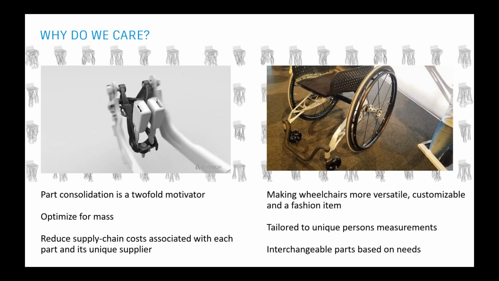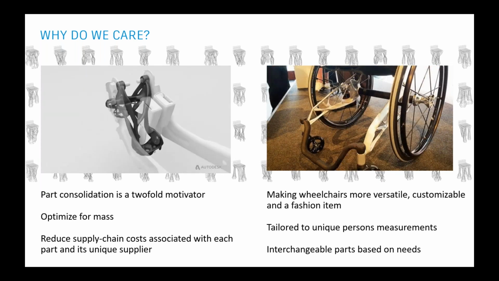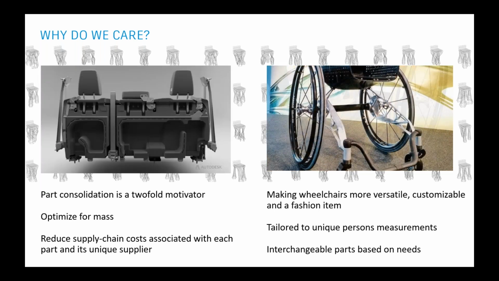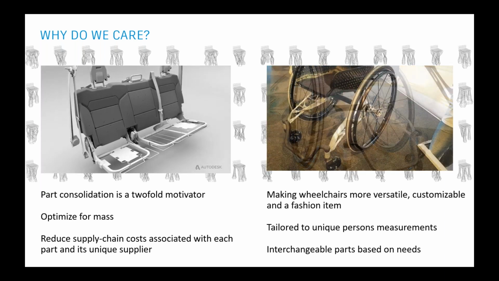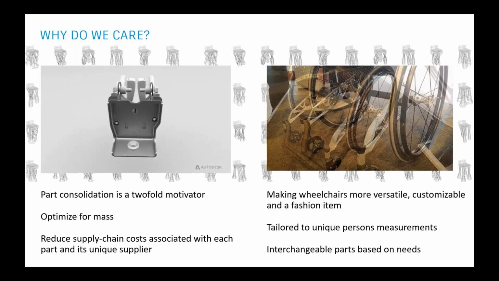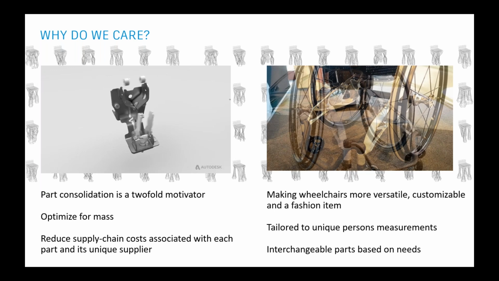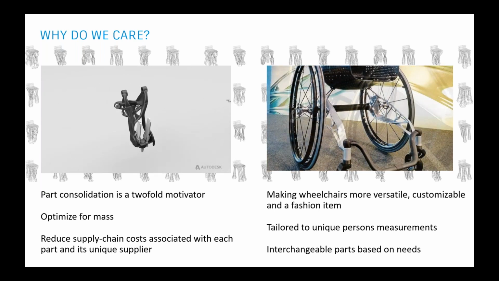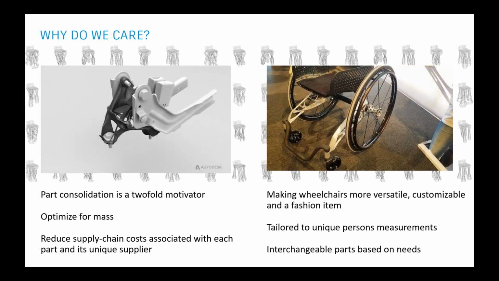So we could have something maybe very lightweight that is tailored more towards use around the home or office or street. But if this person decides they want to get into an environment which requires something more suited towards an off-road type of application, then we could change out those parts for something that's a little bit more durable.